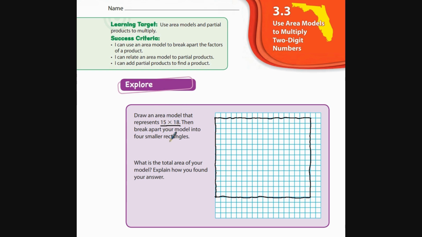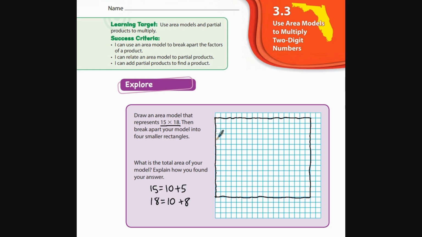In expanded form, what is 15? 15 is 10 plus 5. What is 18? 18 is 10 plus 8. All we're going to do is grab our expanded form and plug it in, like so.